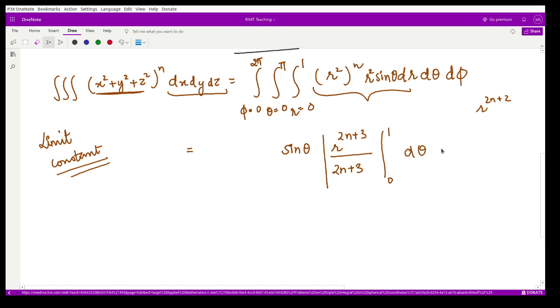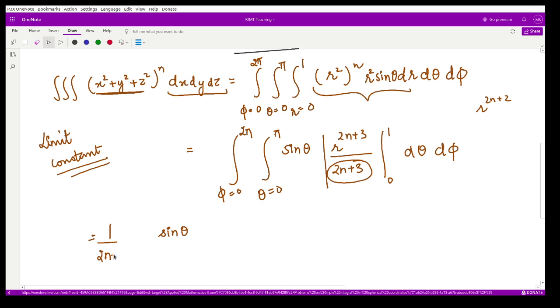And we are left with d theta d phi. And here also the limits of theta are from 0 to pi, and the limits of phi are from 0 to 2 pi. So this quantity, now when you substitute 1 in its place, it would be sine theta, and this is a constant quantity, so this could be taken outside.